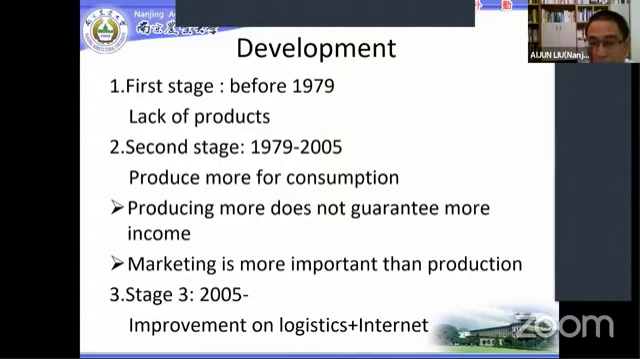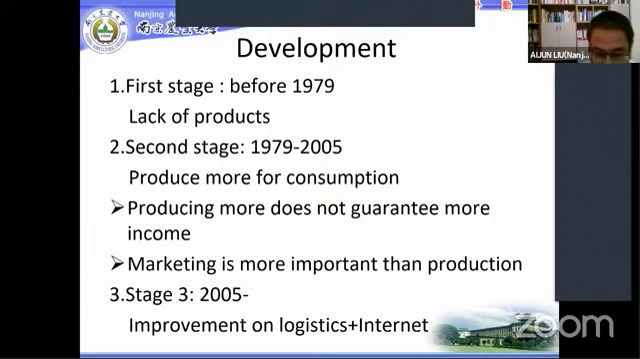Why? Because the farmers were very motivated, so they got enough to feed themselves. But at the same time, they found that producing more doesn't mean you get more income, right? So how to improve income became very important. From this period, marketing became more important than production. Even in my university, we started a major in marketing, with graduates from 2000, because people found marketing becomes more and more important for farmers and agriculture to make a better income.